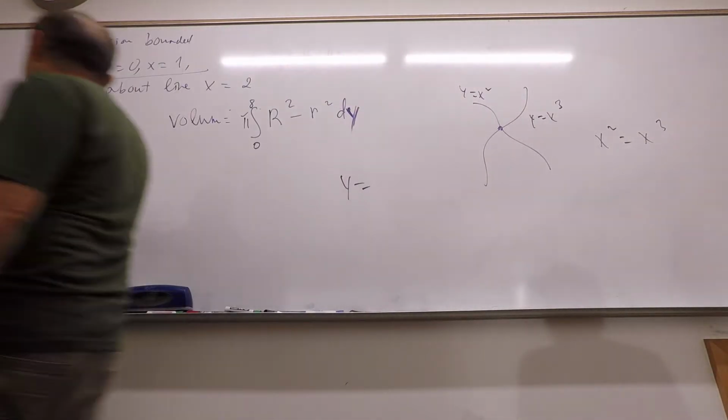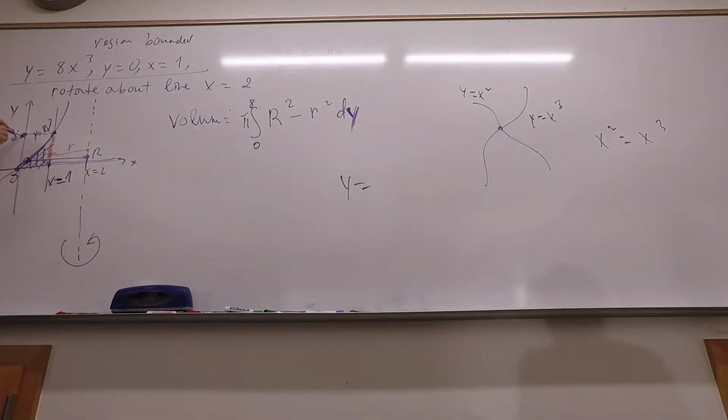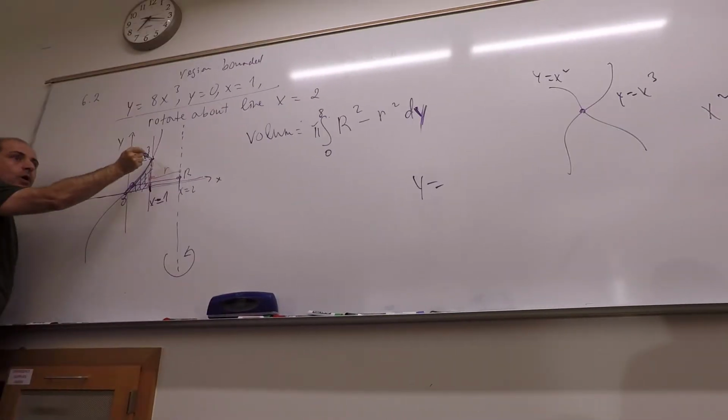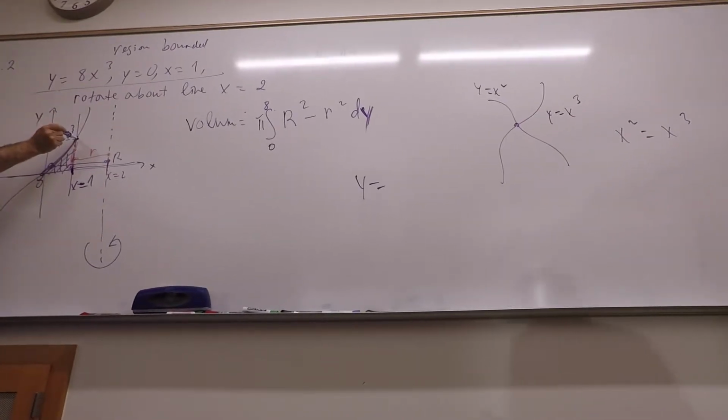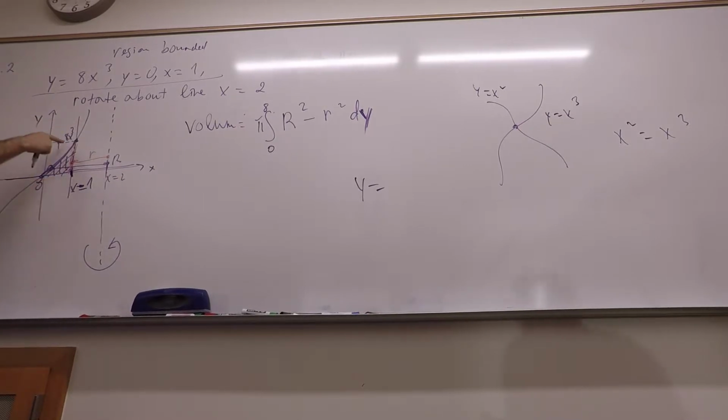If you look at the picture, this is what I want to find. At that point x is what? 1. How do you find a y if you have the x? We already have the equation for that, so you plug in here. Does that make sense? Yes.